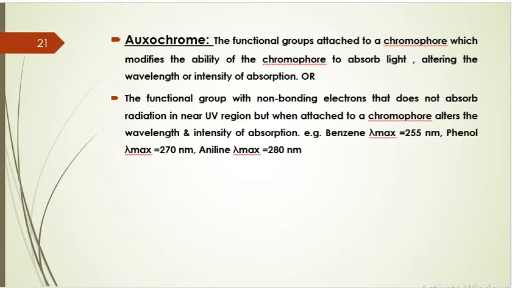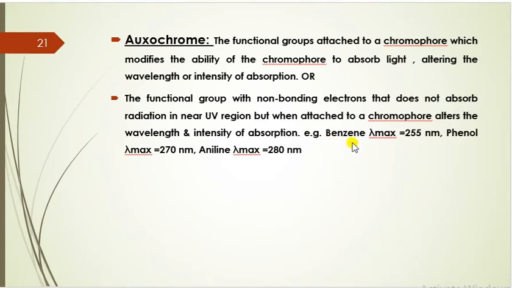So the functional group with non-bonding electrons, which itself does not absorb the radiation, but when attached to the chromophore, will alter the wavelength and the intensity of the absorption of the chromophore. Such functional groups are known as oxochromes.